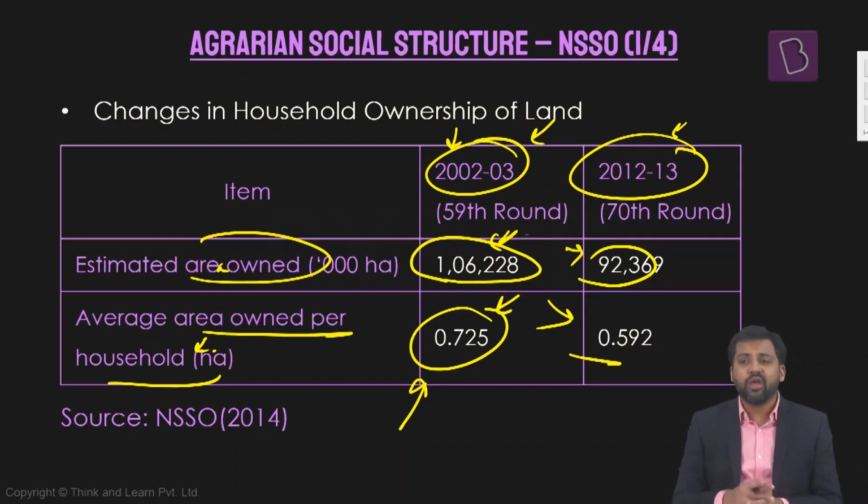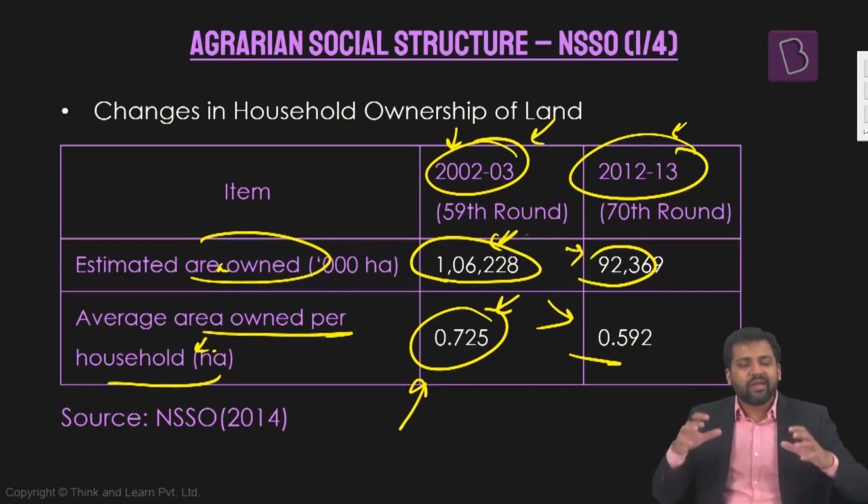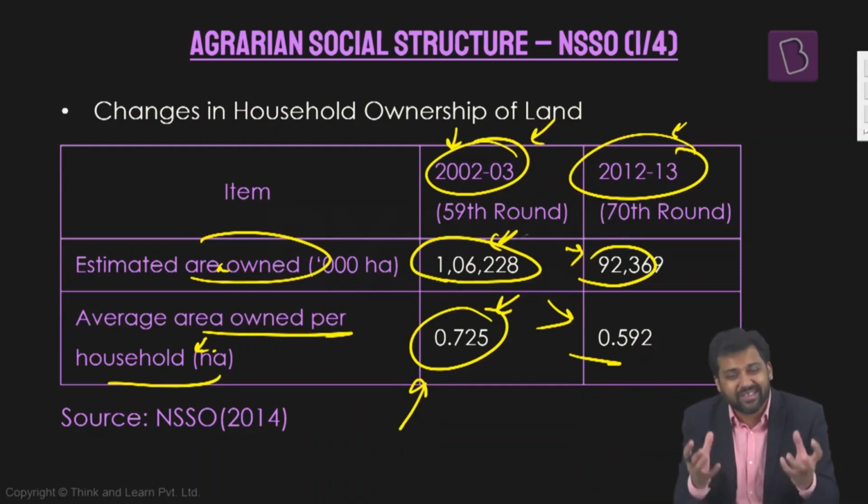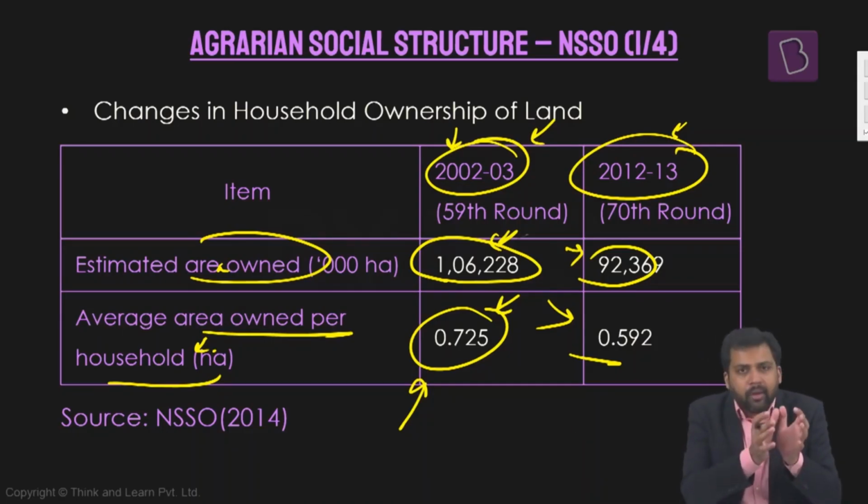Possibly we have not been able to create enough jobs for people to move out of agriculture to manufacturing and services. So the overall land in agriculture has gone down, but we have not been able to take people out of agriculture. The number of people engaged in agriculture remains huge. It has not declined significantly. As a result, per household, the amount of land available has decreased.